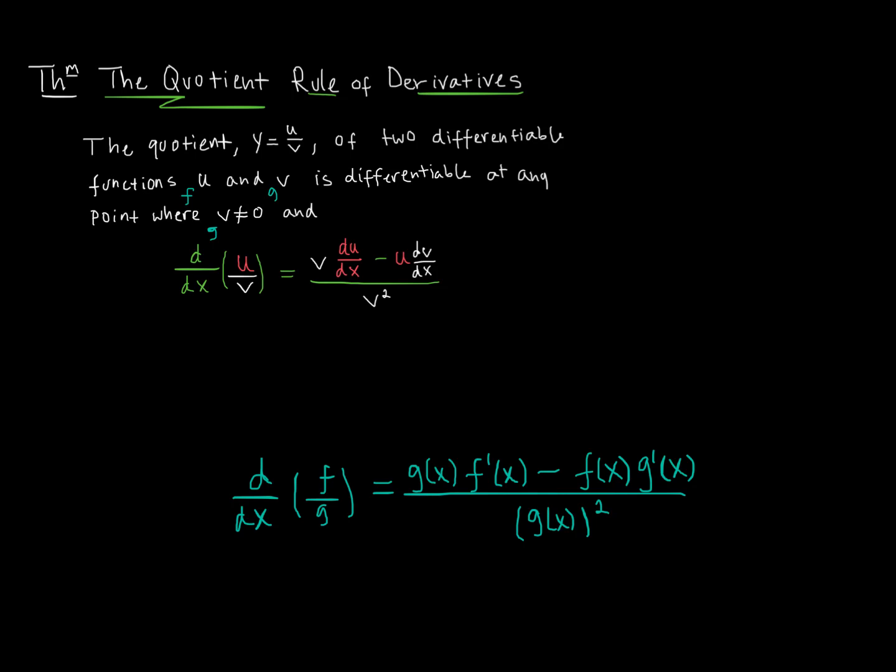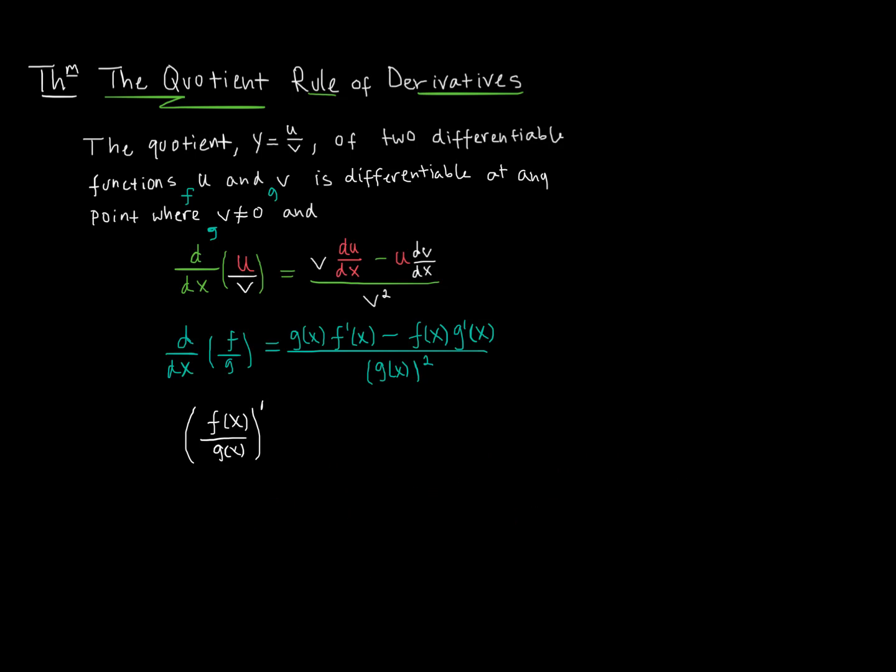And sometimes you'll see this written in this way, so you might have f of x over g of x, and if this is all in parentheses, and then you see a prime notation, that's saying that you're taking the derivative of the quotient between f of x and g of x. So it's just another way to write it. So that's the quotient rule of derivatives.